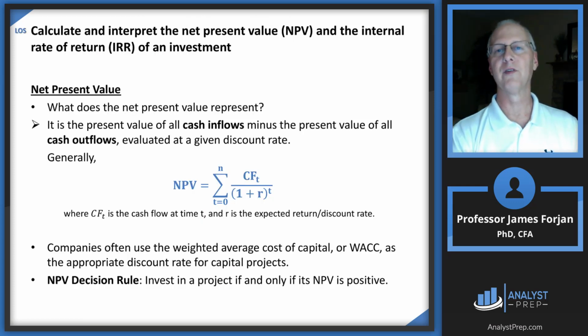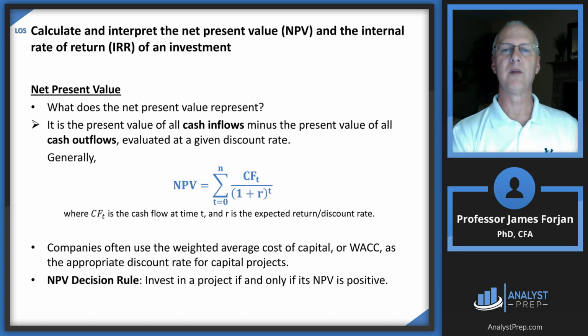That takes us to the first LOS. Calculate and interpret net present value and internal rate of return of an investment or project. So this is what we do. When we have a series of cash flows that occur over an extended time period, we have to consider things like risk and time value of money. And to do that, we use these two good methods. One method is called NPV, one method is called IRR. Let's go ahead and start with NPV.